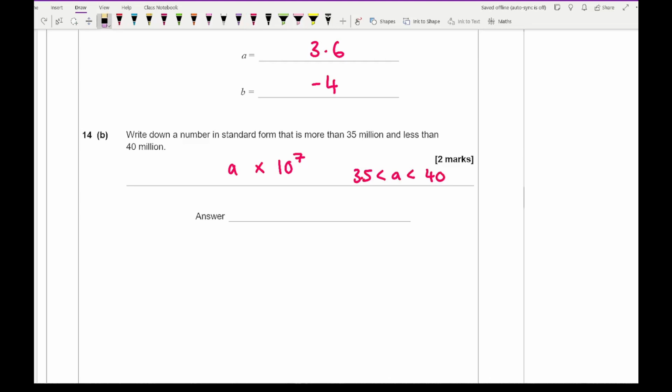So this can be any number. Let me just write that again. So a can equal 3.5 to a number to 4. So as long as you pick any number between 3.5 and 4, so let's go for 3.65 times 10 to the power of 7, then that will be good enough for you to get your marks.